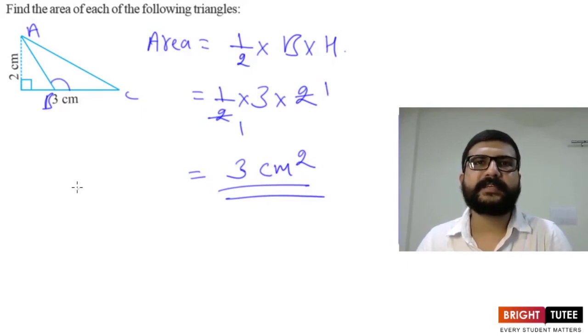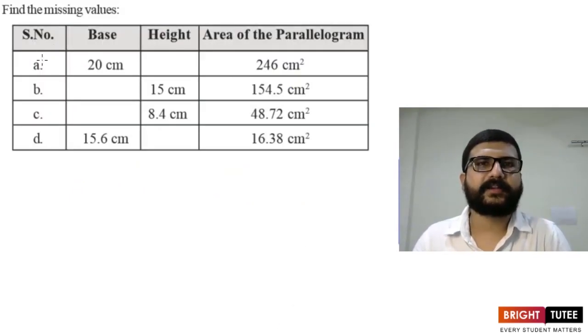So till now we have seen questions based on finding area of parallelogram and finding area of triangles. Now the next question is find the missing values. So here one table is given and few of the values are missing here. Let's see the first row. In this, base is given as 20 centimeter. We have to find the height and area of the parallelogram is given to us. So this is base for a parallelogram and we have to find the height corresponding to this base of the parallelogram whose area is 246 square centimeters.